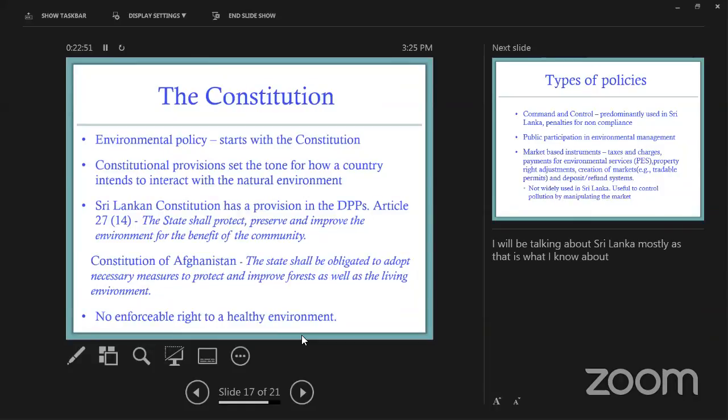Now, the Constitution of Afghanistan is a little different because it says the state shall be obligated to adopt necessary measures to protect and improve forests as well as the living environment. Here it doesn't mention that it should be only for the benefit of the people. The wording is very different to our Constitution, and it seems to imply that it should be done anyway, that the forests and the living environment need to be protected, and it is keeping the human interests out of that clause. So I found that very interesting. But the Sri Lankan constitution does not have an enforceable right to a healthy environment.